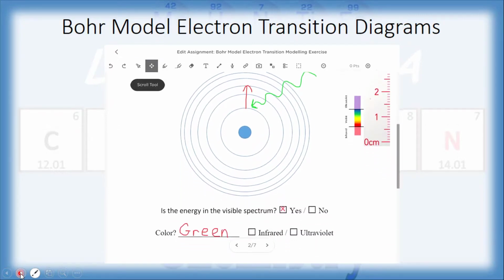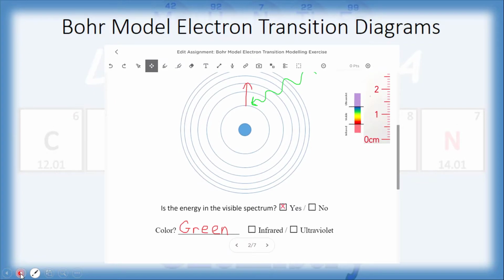Scrolling down, answering the questions. Is the energy in the visible spectrum? Yes, it was. And then you would write in the color that you would estimate it to be. Again, it was somewhere in the green to blue range. So if you put blue, if you put blue-green, if you put green, any of those would be acceptable. If you said something like red or orange, though, that's not so good. That's a little far off. You should be able to make a more precise measurement, especially given the ruler that you have there.